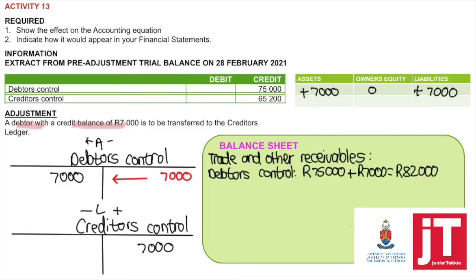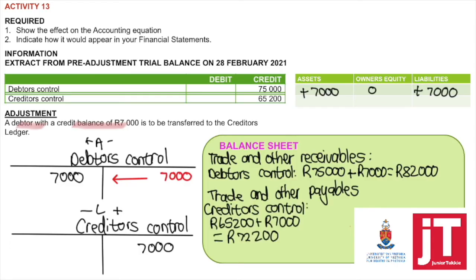So in my balance sheet, trade and other receivables, we would have debtors control 75,000 from the pre-adjustment plus 7,000. For creditors control, in trade and other payables, 65,200 from the pre-adjustment trial balance plus 7,000.